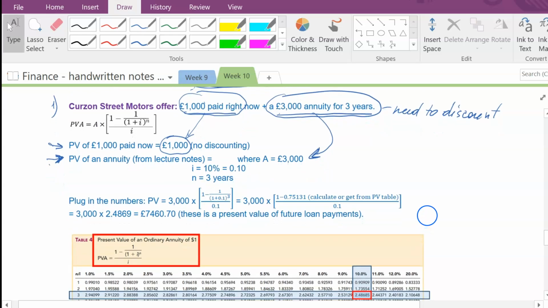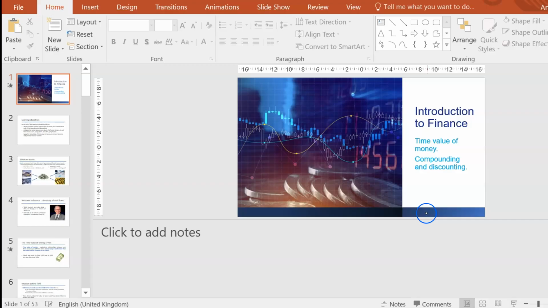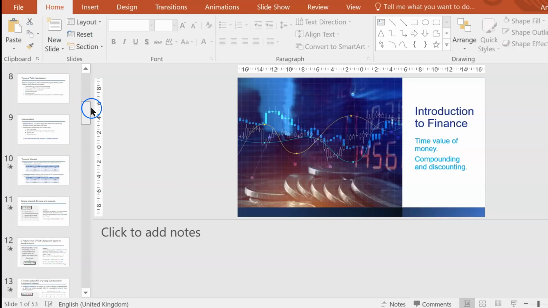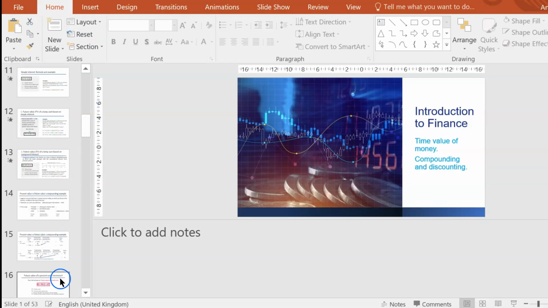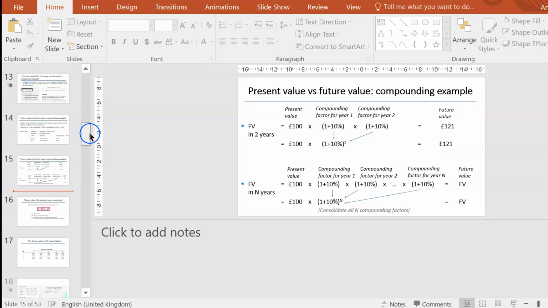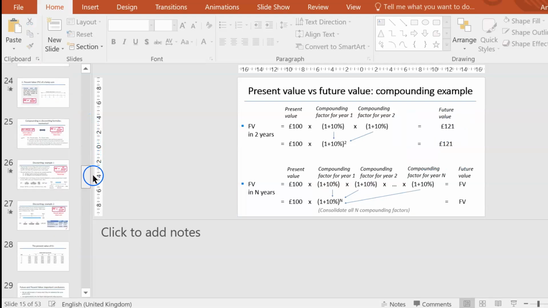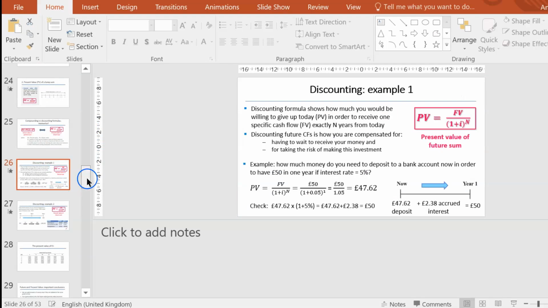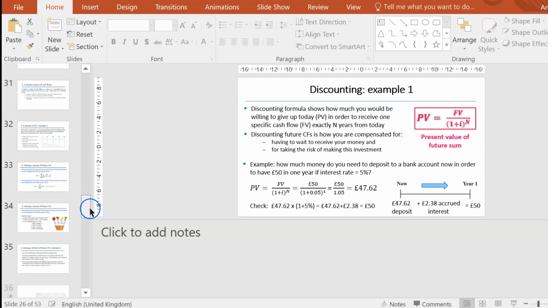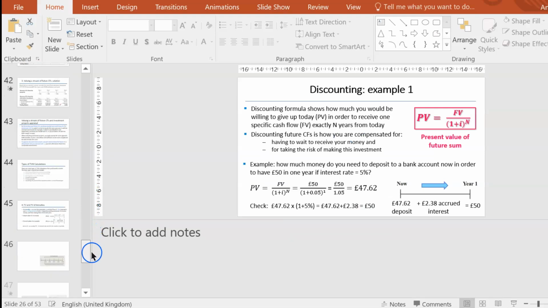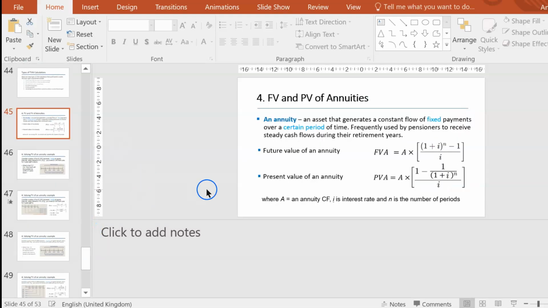From lecture notes, we know that there are formulas for the annuity, both for future and present values. You don't need to memorize them, but please make sure that you are able to find them quickly and know where everything is located, because in the exam you won't have much time to search for the discounting formula. Let me just go back. This is towards the end of the lecture: present and future value of annuities. These are the formulas which you will need to use. You can also find relevant factors in the tables. Just make sure that you use the correct table.